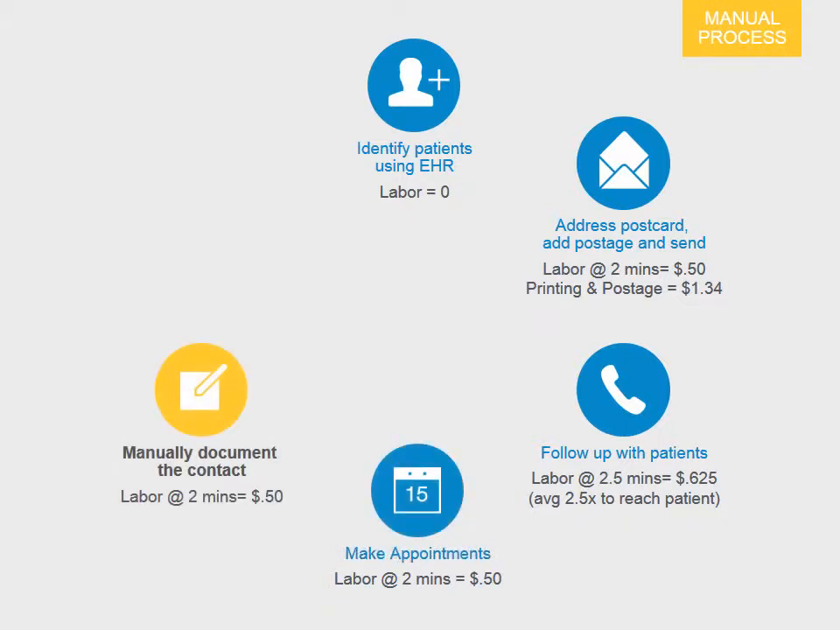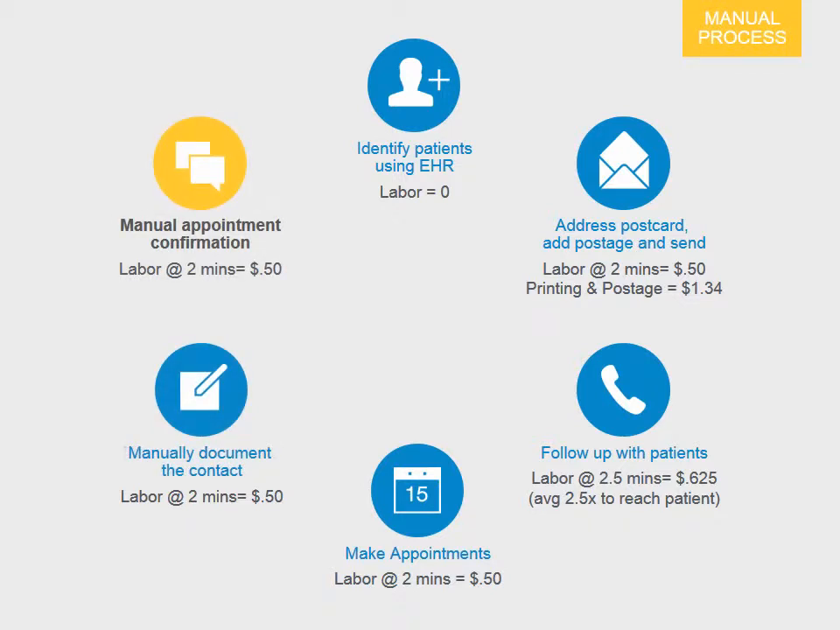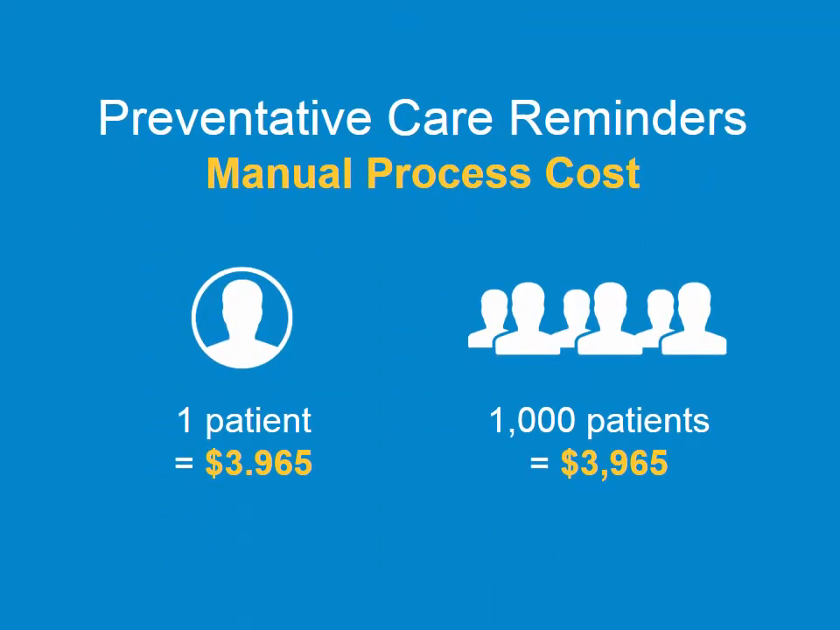Then you manually document the contact because you will need that for attestation purposes. At about 2 minutes, that task costs another 50 cents. Then, as it gets closer to the actual appointment date, you will confirm the appointment, probably with another phone call. That's another 50 cents in labor. So far, in this manual process, you've spent almost $4 reminding, connecting with, and confirming one patient. Multiply that by 1,000 patients, and you can see how the costs quickly add up.